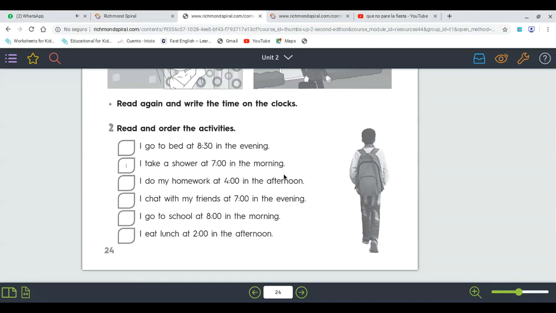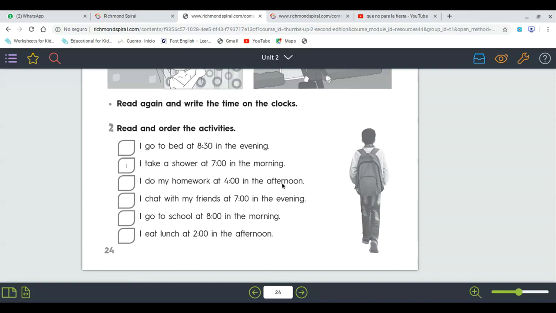What is the other activity that he does during the morning? Let me see. Evening, morning, afternoon, evening, morning, afternoon. Morning here. I go to school at 8 o'clock in the morning. Number two. After the morning, we have the afternoon. Después de la mañana tenemos la tarde.